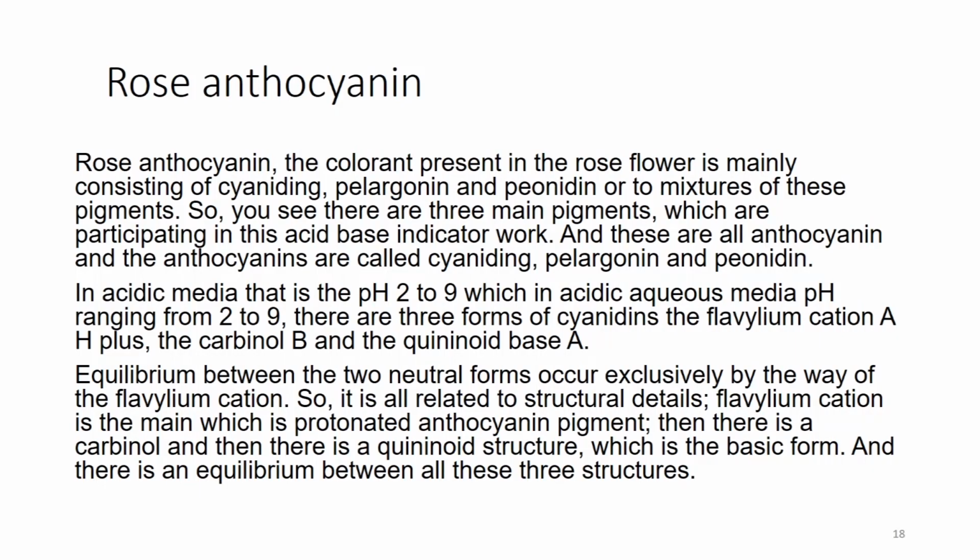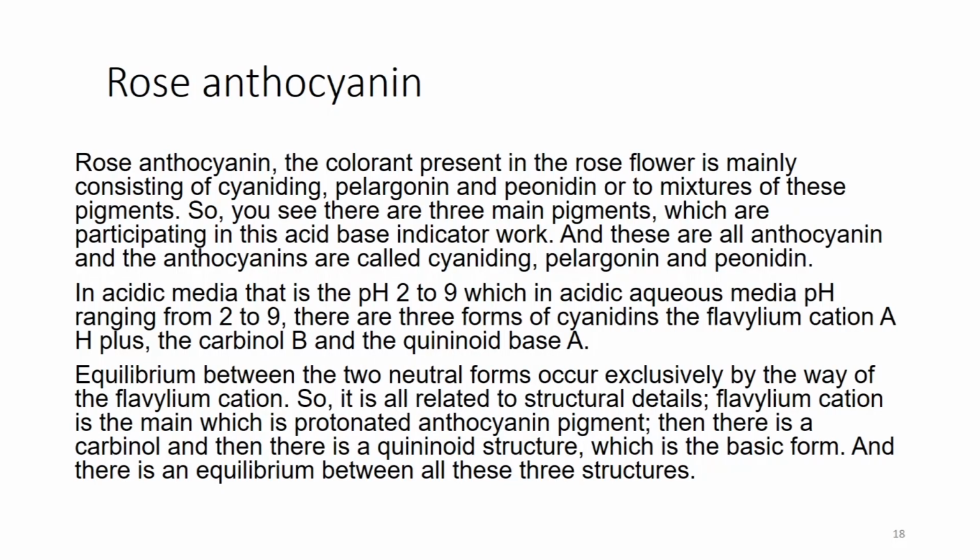In acidic aqueous medium, with pH ranging from 2 to 9, there are three forms of cyanidin: the flavylium cation AH+, the carbinol B and the quinonoid base A. Equilibrium between the two neutral forms occurs exclusively by way of the flavylium cation. So, it is all related to structural details.